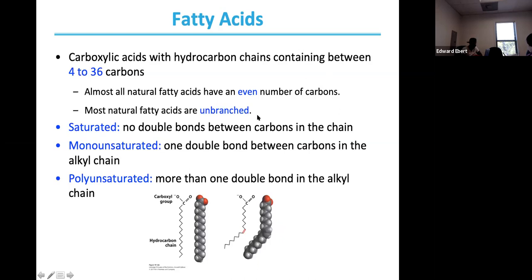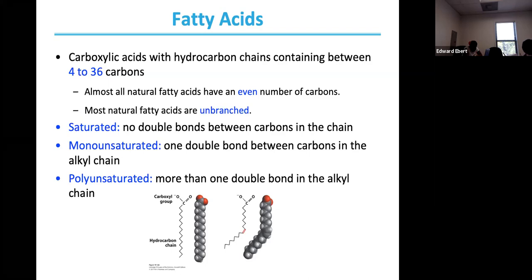Let's talk about fatty acids, okay? So our carboxylic acids, our head group, our end is going to be a carboxylic acid, our COO-, or COOH if we protonate it. Typically, these are going to be between 4 and 36 carbons. I don't think you'll ever see one less than 4 or more than 36. We probably won't talk about any more than 24. Almost all fatty acids have an even number of carbons, and most fatty acids are unbranched. So I don't think we're going to talk about any branched ones in here.